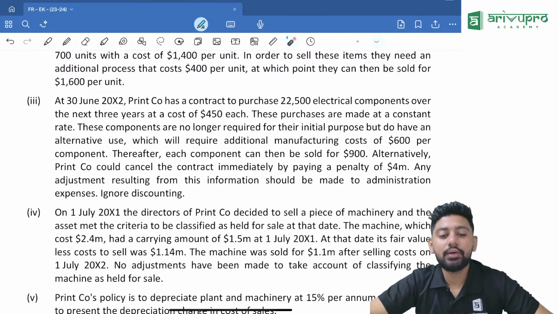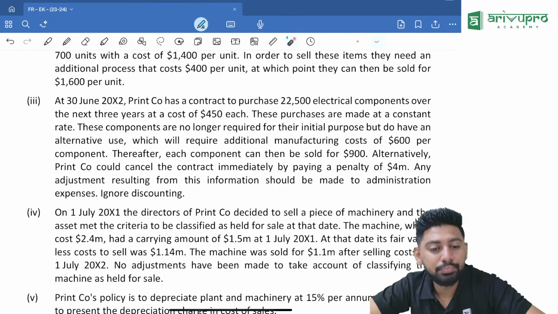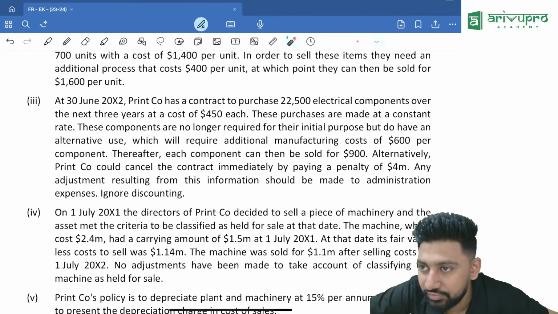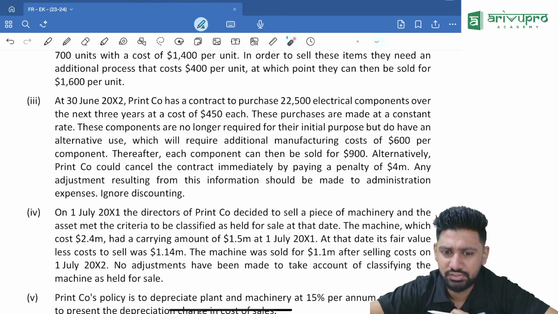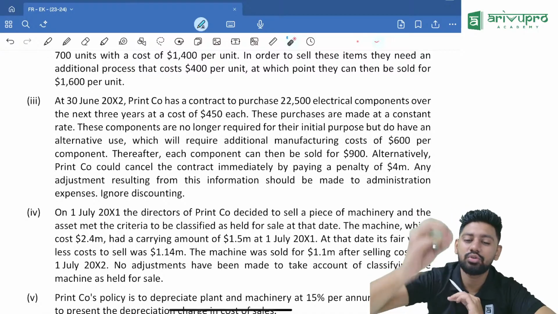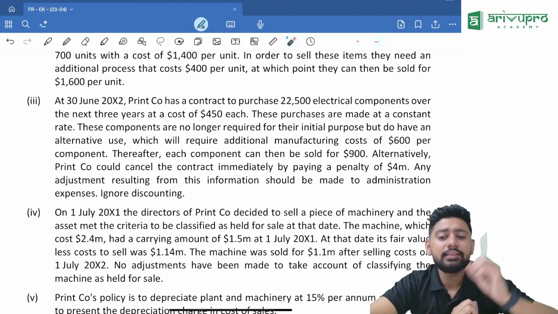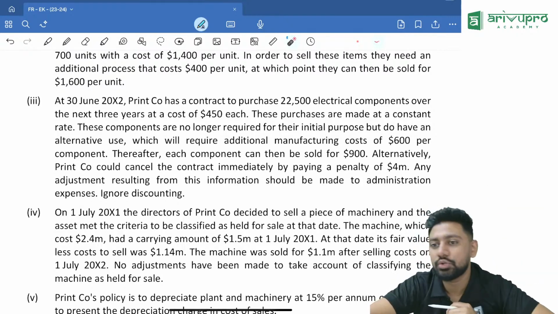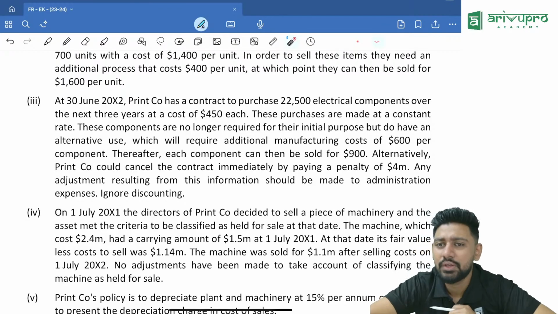At 30th June 2012, Print has a contract to purchase 22,500 electric components over the next 3 years at a cost of 450. So you have got into a contract to purchase. What are you going to purchase? 22,500 electric components for the next 3 years at a cost of 450 each. Now that is a contract that you have agreed to purchase. These purchases are made at a constant rate every year. Over 3 years means at a constant rate every year you have agreed to purchase.